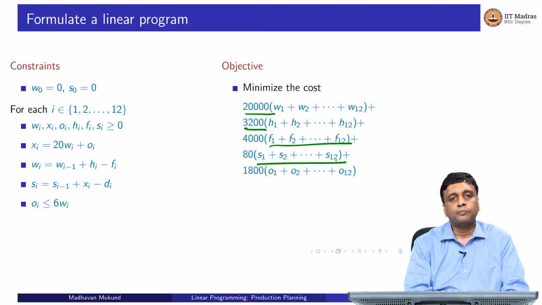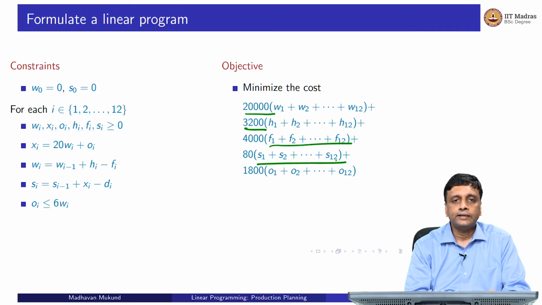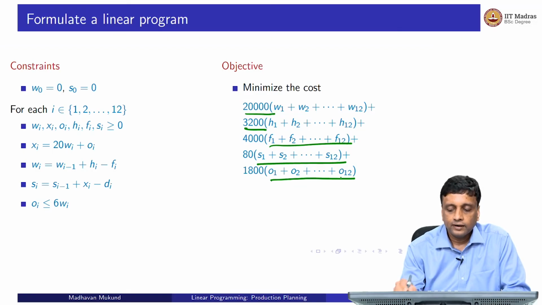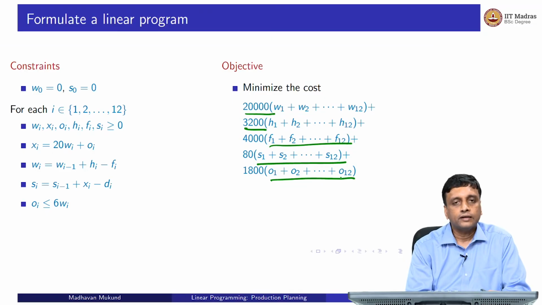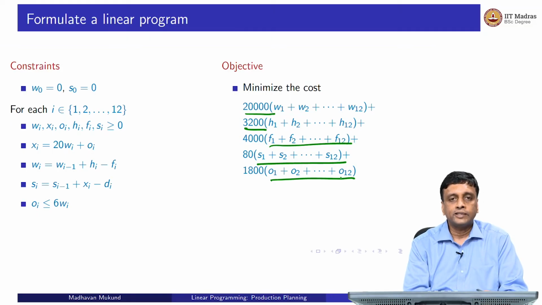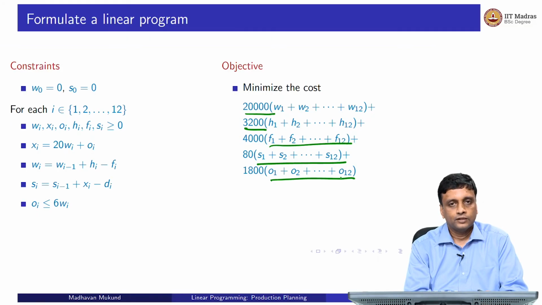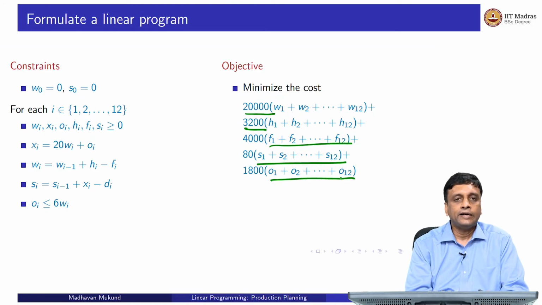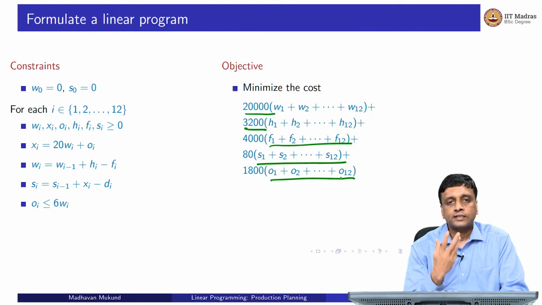So if I add up the number of carpets stored at the end of each month during this year, multiply by 80, I get the total storage cost I incurred. And finally, remember that our overtime gives the worker an 80% bonus. So instead of 1,000 rupees per carpet, for every carpet I make in overtime, I have to pay 1,800. So if I add up the total number of carpets made in overtime across the months and multiply by 1,800, I get the extra cost I have paid for employing a worker in overtime.